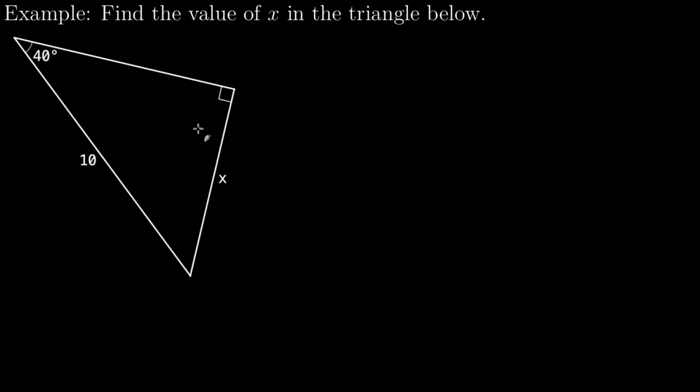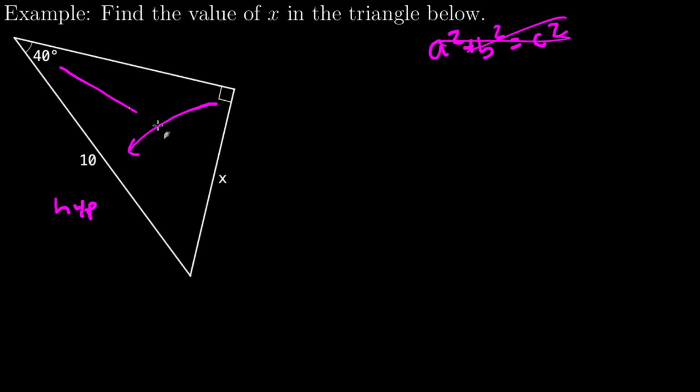And so I see that since I have two sides and an acute angle in a right triangle, but I don't have this third side, I cannot do a squared plus b squared equals c squared. That would not work. What I can do is label my sides. So across from the right angle is the hypotenuse. Across from this angle is the opposite. This side here is the adjacent.